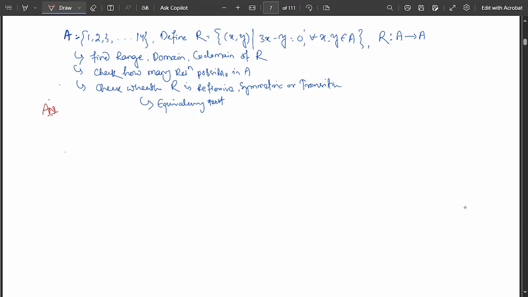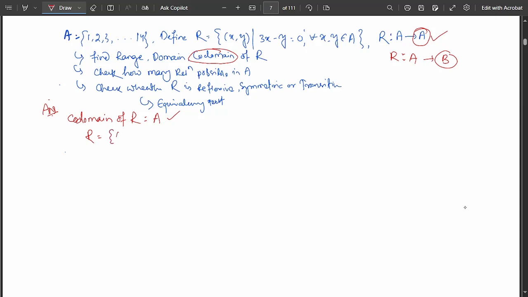So we first write the relation in roster form, so the range, domain and codomain will be clear. Here the codomain is always the right hand side set. When we define this relation R from A to B, this set B is called the codomain. So here the codomain of R is clearly A. It is clear. Now we write the relation in roster form.